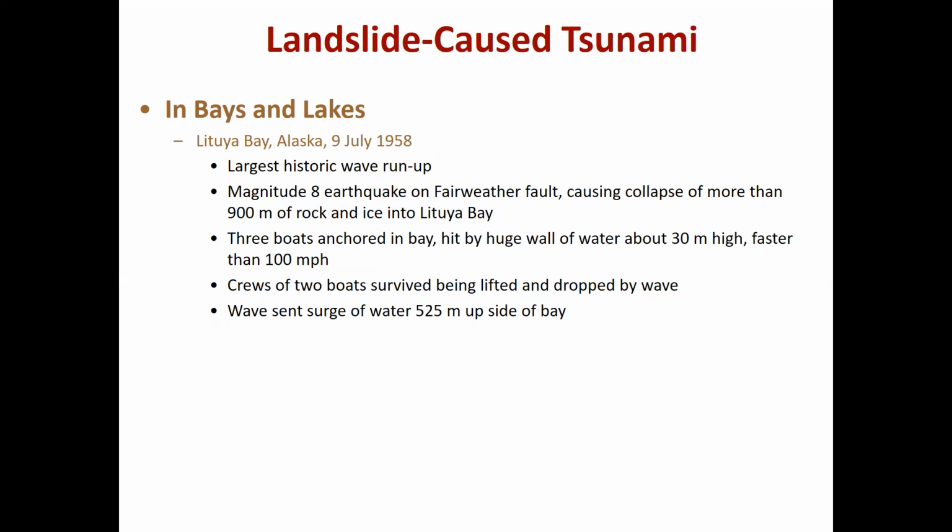It triggered a tsunami. 3 large boats anchored in the bay were hit by a huge wall of water, 30 meters high, traveling faster than 100 miles per hour. The crews of 2 boats survived being lifted and dropped by the wave, and it sent a surge of water 525 meters up the side of the bay. Because it was a confined waterway, the energy was imparted to a small volume of water, so it created a large wave height.